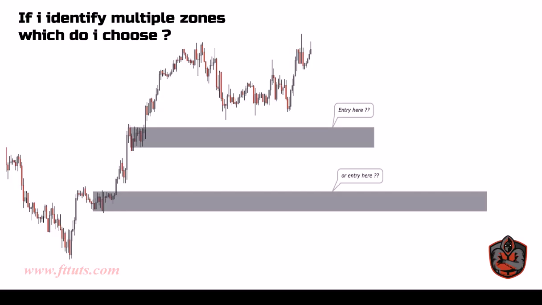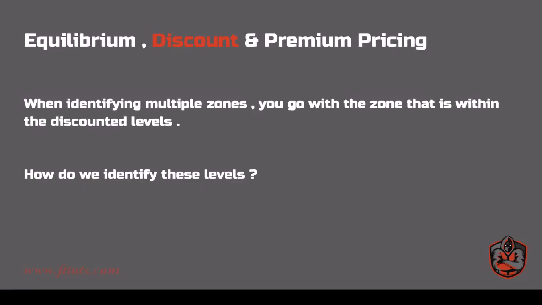So, next question I'll get is, if I identify multiple zones, like in this case, we have a rally base rally here, but we also have a rally base rally here. So, which zone do I choose? Do I enter there or do I enter there? Now let me teach you guys how to select which zone you would wait for. Understanding equilibrium, discount, and premium pricing is essential when trading supply and demand. When identifying multiple zones, you go with the zone that is within our discounted levels.